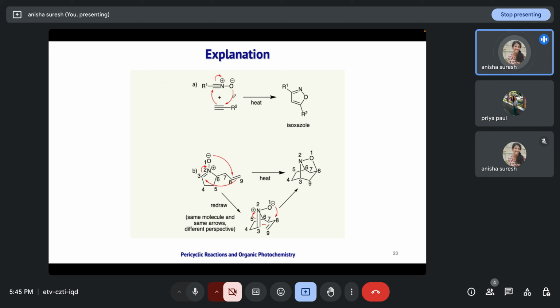In the first case, this is the dipole and this is the dipolarophile. So the O minus will be attacking on this position and this bond will be attacking at this carbon, leading to neutralization of the positive charge on this nitrogen, and it is forming an isoxazole. This system is known as isoxazole, which contains this five-membered ring with nitrogen and oxygen and double bonds. Okay, that's what you got now.